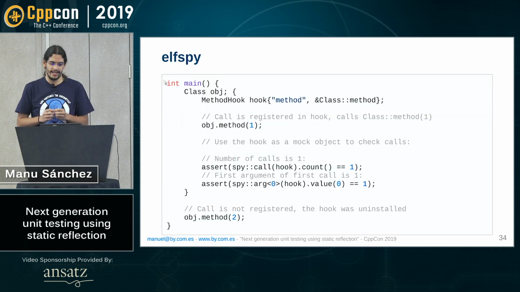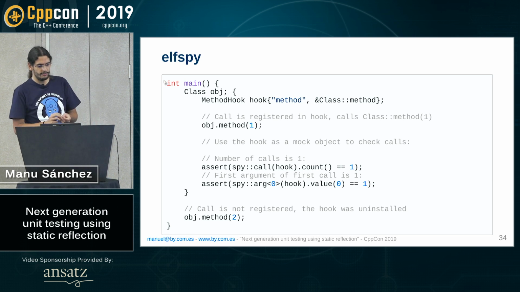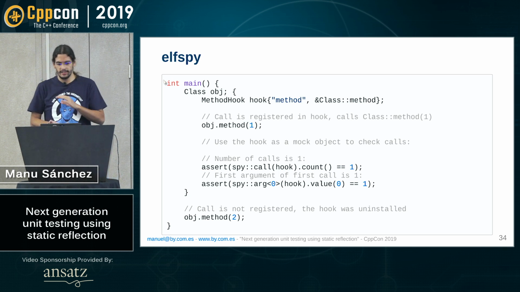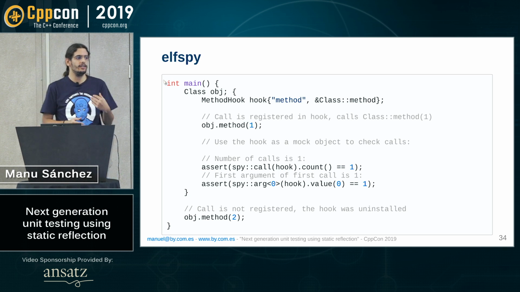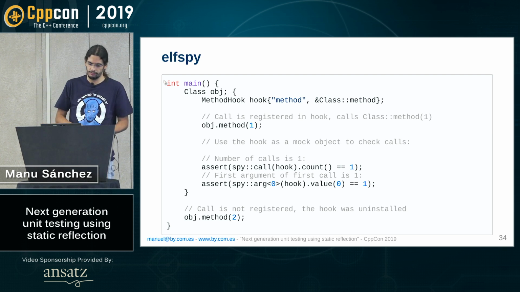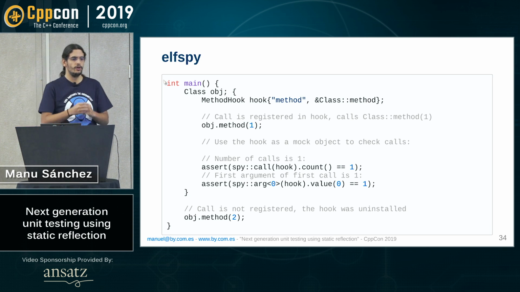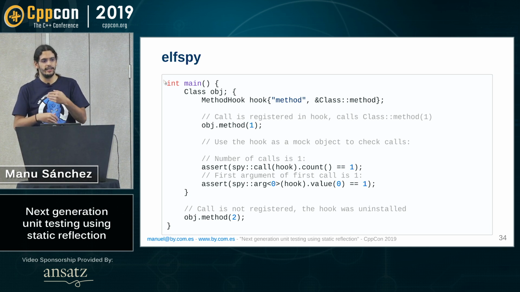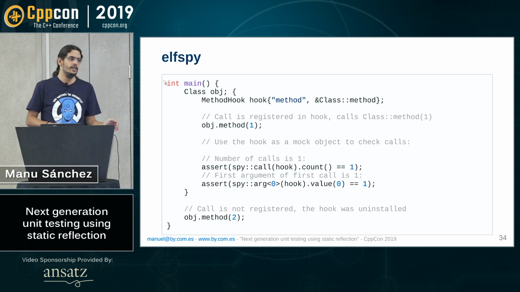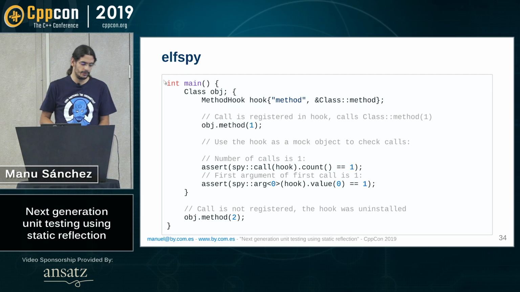And then you can do something like this. You instance an object of the class, and then you instance a hook of the method of the class, and you run your method. And the hook internally registers any call to this method. And you can check the function arguments, you can check the number of calls, etc. And once the hook goes out of scope, the hook is uninstalled and everything goes back to normal. Okay, so the second call in this example to method is just a normal direct call to method. Okay.